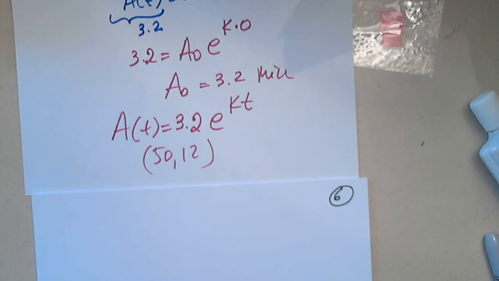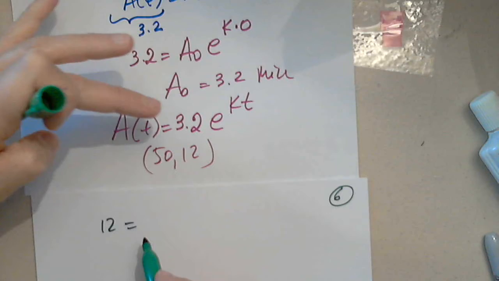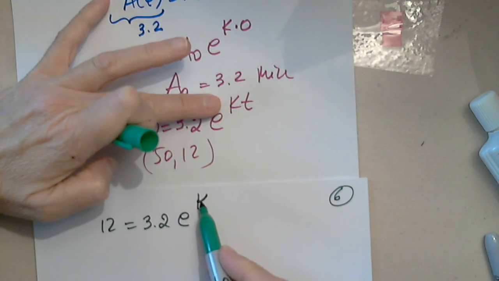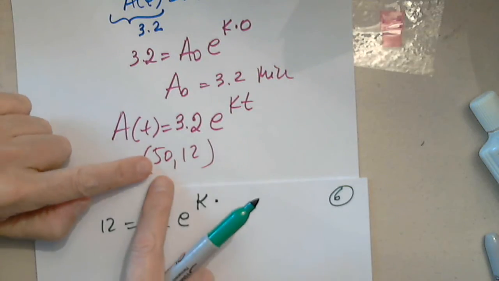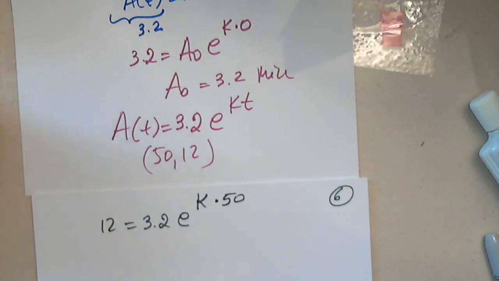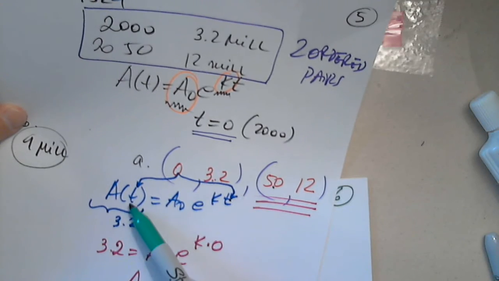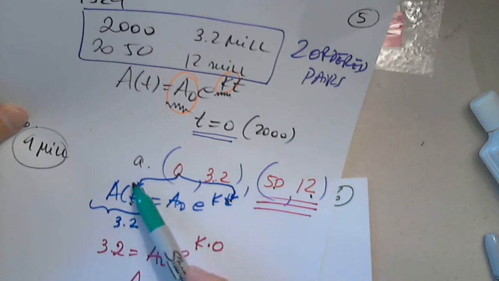So you should get 12 equals 3.2 e to the k, k 50. Excellent. So now when t is 50, a of t is 12. Excellent.